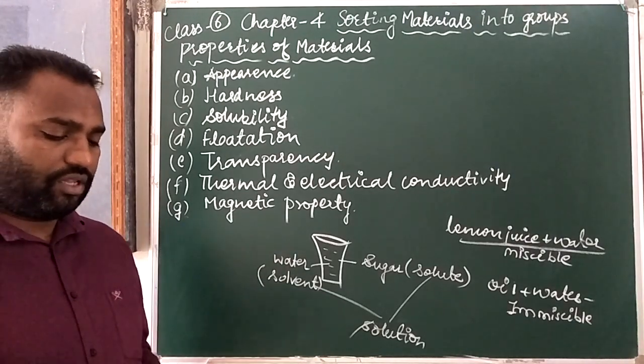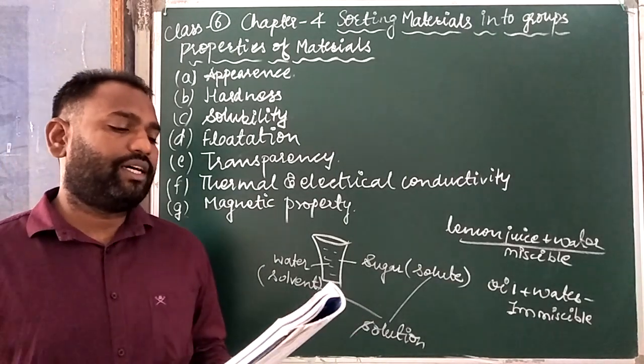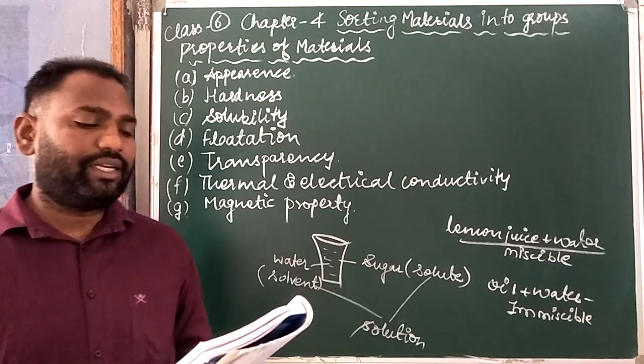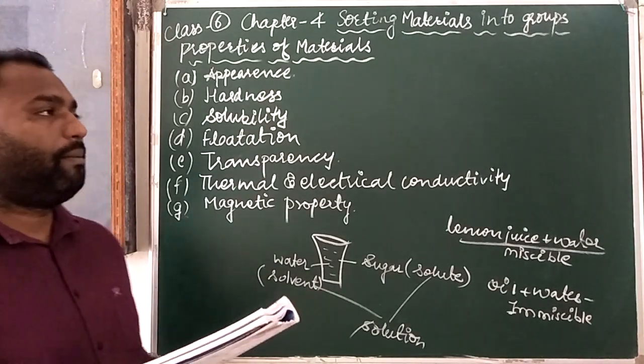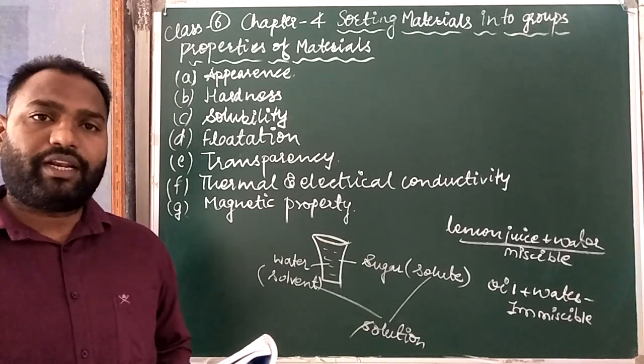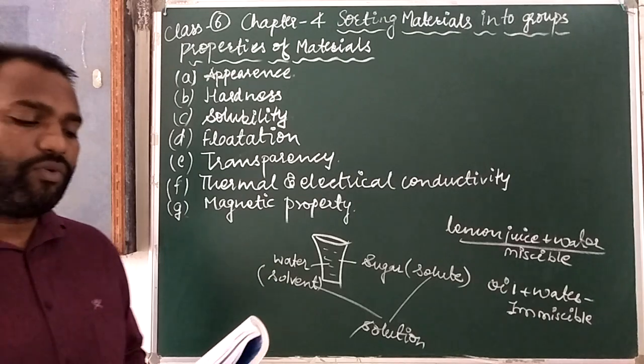Now the floatation. Certain materials float on water whereas others sink. It means some materials can float on water, but others can sink. Sink, यानी डूब जाना. Okay. So this property is called floatation.